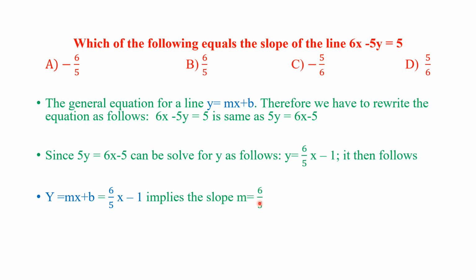One more time, we can see that we shuffled the values around and we ended up with the same formula. This is y, and this is the slope, and this is x, and b is negative 1. So the answer is 6 divided by 5.